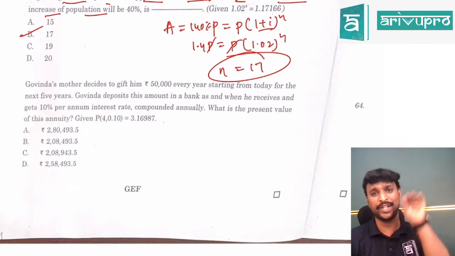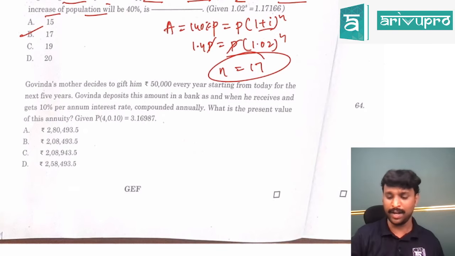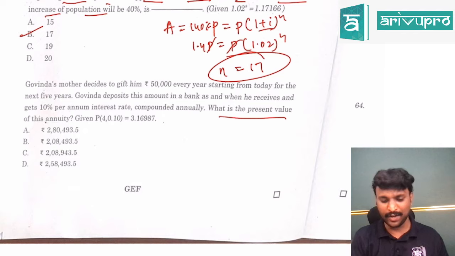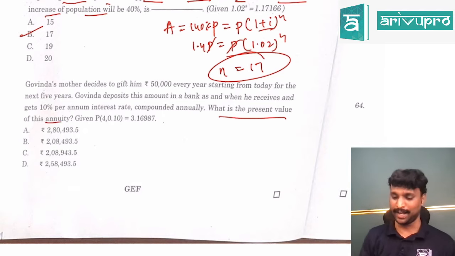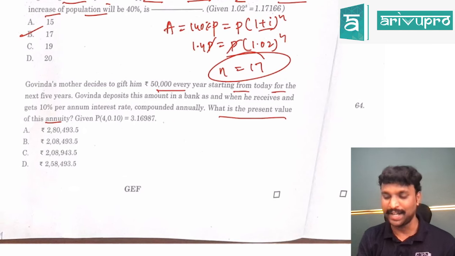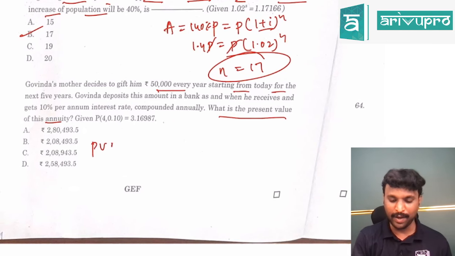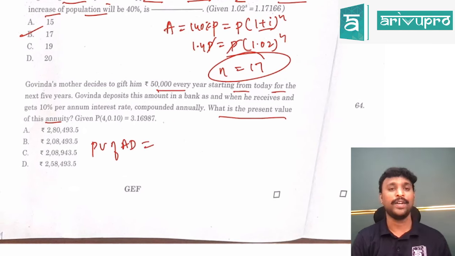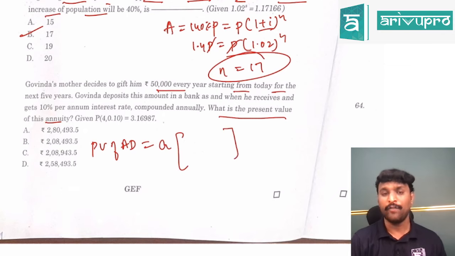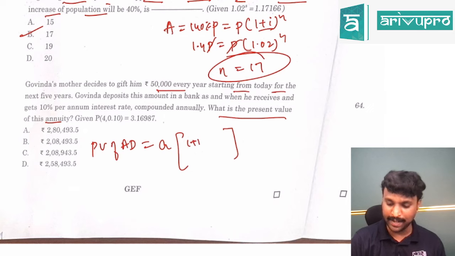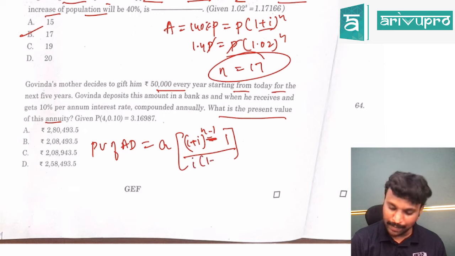Don't read the whole question upfront. Whenever you get a lengthy question, read what is asked. What is the present value of the annuity? Guys, is it regular or due? We have to check. Guys, 50,000 every year starting from today. So it is PV of AD. Correct? What is PV of AD? Guys, it is A into interest factor. For present value of AD, it's (1 plus I) whole power n minus 1 in the numerator, sorry, divided by I into (1 plus I) whole power n minus 1, plus A.